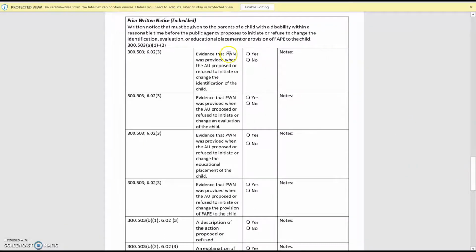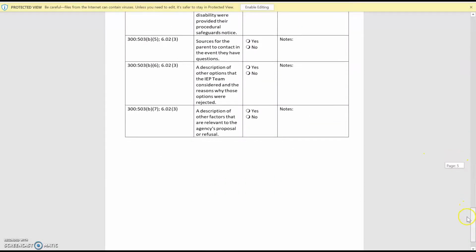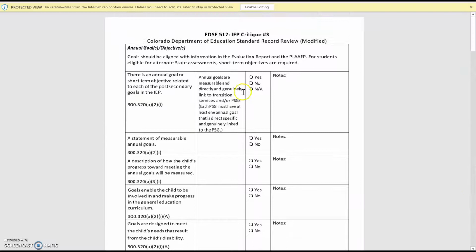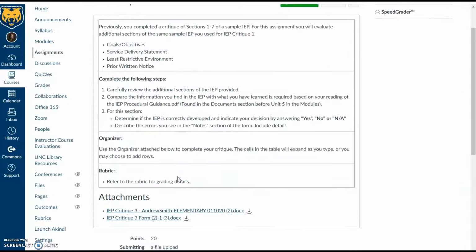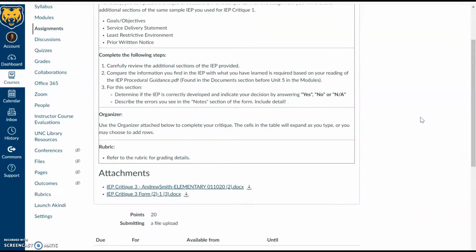So for prior written notice, same thing, we'll go through and indicate whether evidence for each of these was provided, yes or no, and then we'll be giving notes on that. And that's the end of the Critique 3 document. So what you'll be submitting is the organizer document that we just looked at, and the cells will expand as you go, so you can include as much information as needed. All you'll need to do is go through Andrew's IEP document, compare it to the critique form, and add your yes or no along with your notes regarding any errors that you identify. And as a hint for you, there will be many errors.